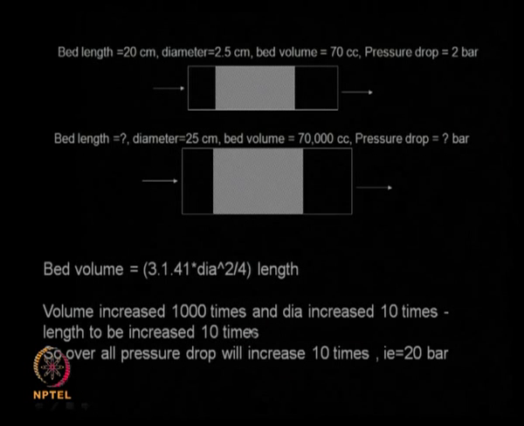So the length has gone up by 10 times, that means pressure drop will go up by factor of 10, but my diameter also has increased by 10 times, that means the pressure drop will go down by a factor of 100, right, square. So because of the diameter my pressure drop will go down by 100, because of the length my pressure drop will increase by 10 times. So overall the pressure drop will increase 10 times, that means it will become 20 bar. Okay, so the current pressure drop of this particular unit will be 10 times the pressure drop of the previous unit.